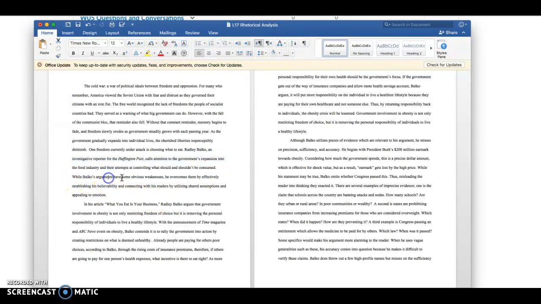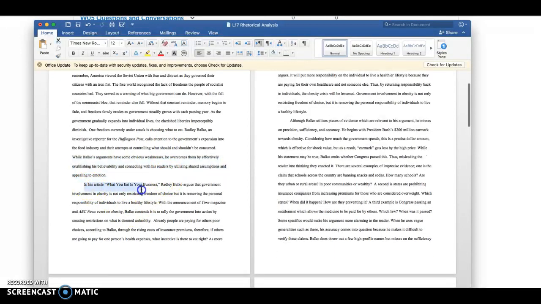While Balco's arguments have some obvious weaknesses, he overcomes them by effectively establishing his believability and connecting with his readers by utilizing shared assumptions and appealing to emotion. Can you see how this main claim is not about whether or not the government should control what we're eating? It's about how effective Balco's argument is. And that's what you're analyzing using ethos, pathos, and logos. And that's what this writer has effectively done.